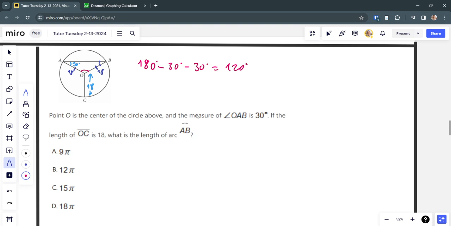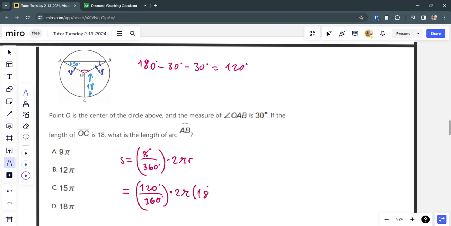Then to get the length of arc AB, we just need to use our arc length formula. That's x degrees over 360 times 2 pi r, taking that portion of our circumference, and radius is 18. So it looks like 1/3 times 36 pi, which is 12 pi, which is answer choice B.